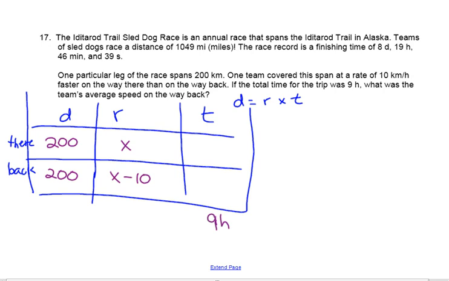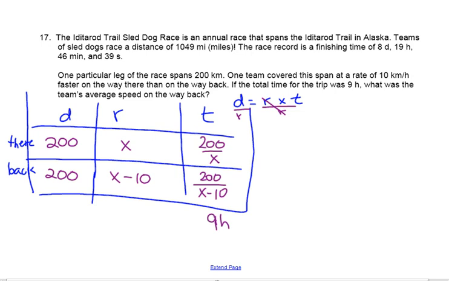Okay, so we need a formula for time relating these two boxes together. So if distance equals rate times time, how do I get time by itself? Divided by your rate. So time is d over r. Which we expect to be a rational equation because we're studying rational equations.